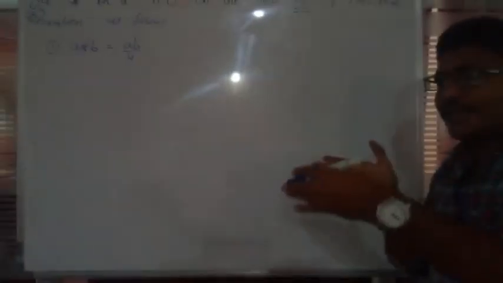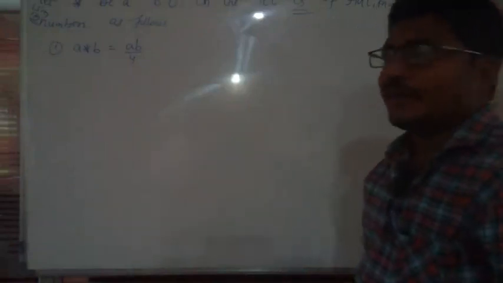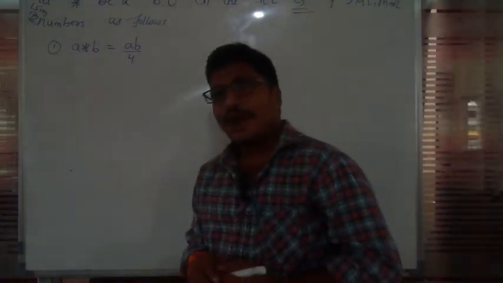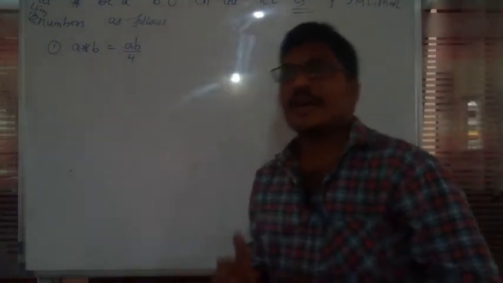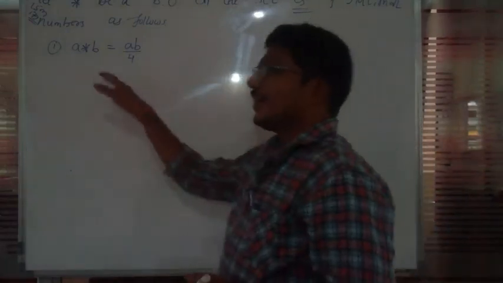Okay now, the identity element must and should satisfy the commutative property. Remember that one. A star B is equal to AB by 4. They are given A star B. The identity element definition they were not asking still, so don't concentrate on that.